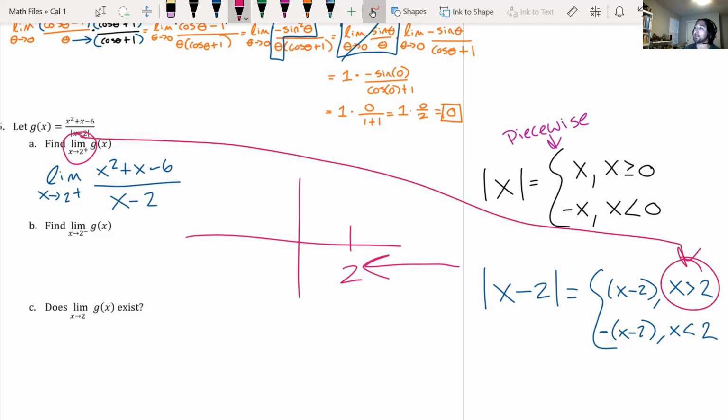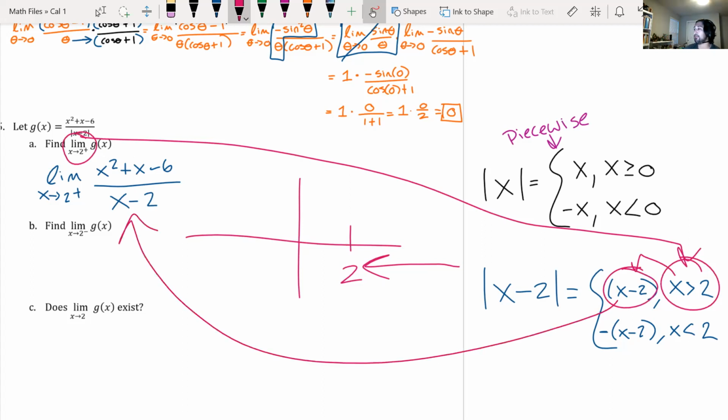matches this restriction, because what does that restriction say? X has to be what? Greater than 2. Greater than 2, which means that it matches the limit 2 to the right. And if we match to that restriction, this means that we get to use this part of the piecewise function, which goes exactly right there. Make a little more sense?